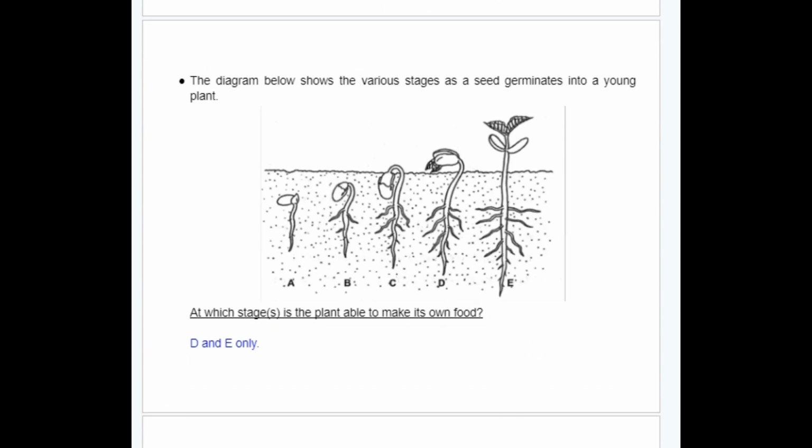The diagram below shows the various stages as a seed germinates into a young plant. At which stages is the plant able to make its own food? D and E only.